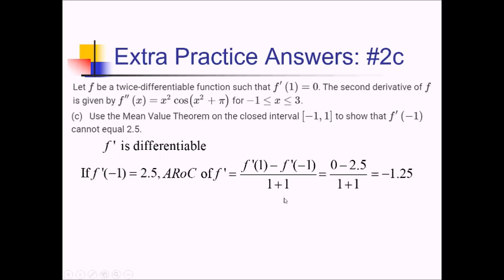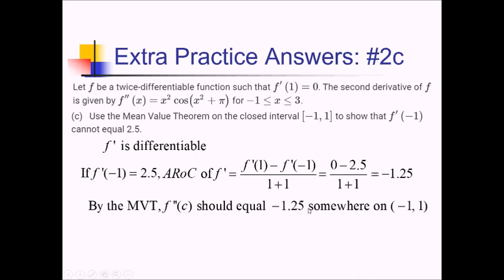So by the mean value theorem, that means that f double prime of c has to equal -1.25 for some c value on -1 to 1, if f prime of -1 really is 2.5, because all the other conditions of the mean value theorem are met. Well, can f double prime of c actually take on this value on the interval from -1 to 1? Let's take a look at f double prime of x. This is a function that is made up of a product. We have an x squared times a cosine of some stuff.